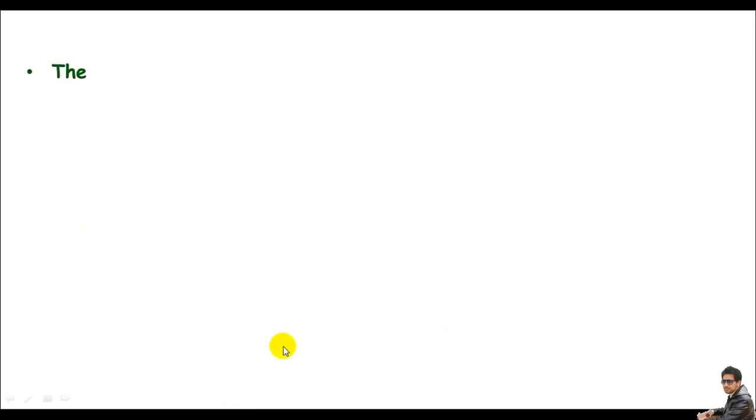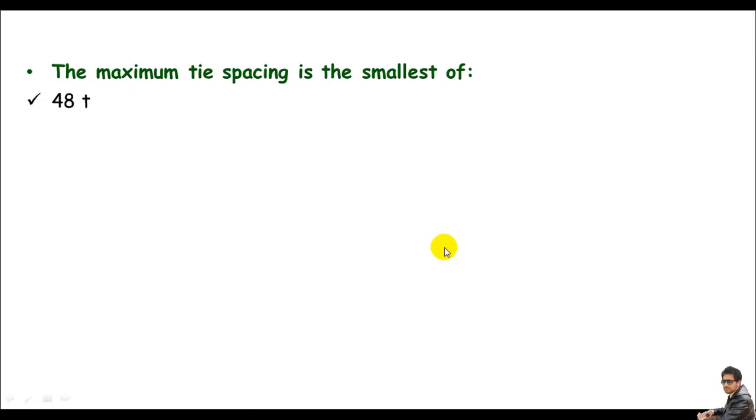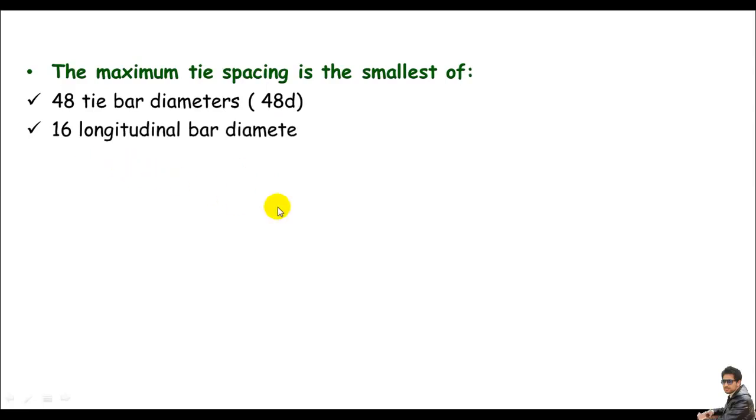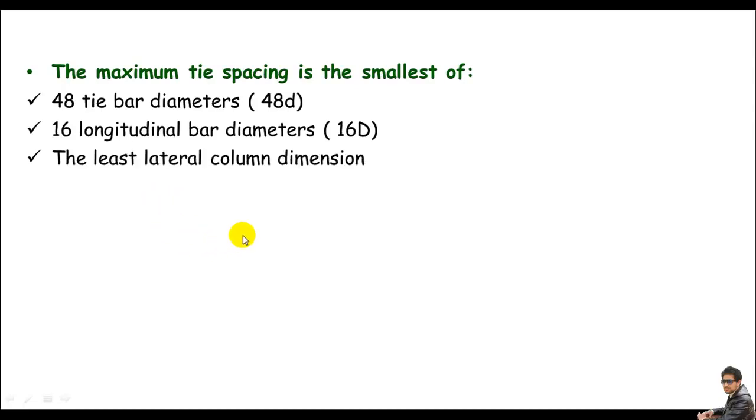What about the maximum tie spacing? Of course, it is the smallest of these 3. Number 1 is 48 tie bar diameters, so 48 times the diameter of the tie bar. Second, 16 times the main bar's diameter. The first was the tie bar diameter, the next is the main bar's diameter. And the third one is the least dimension of the column in cross section.